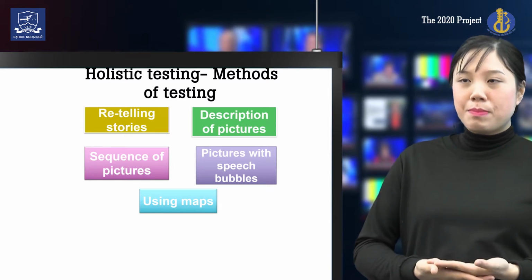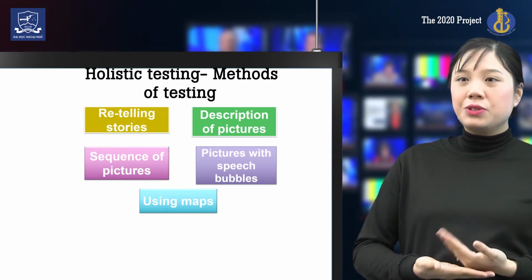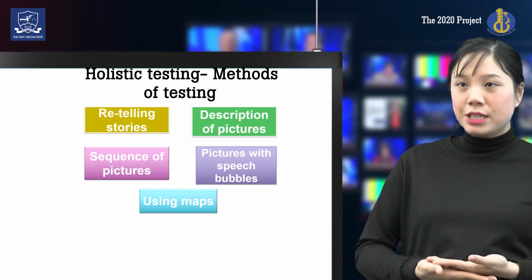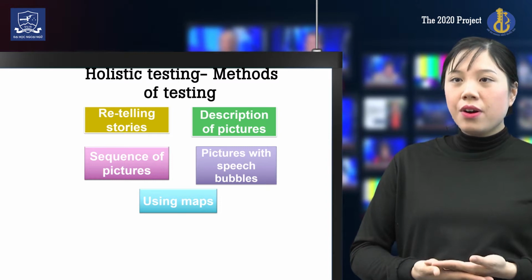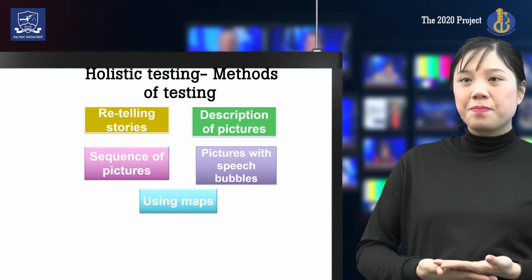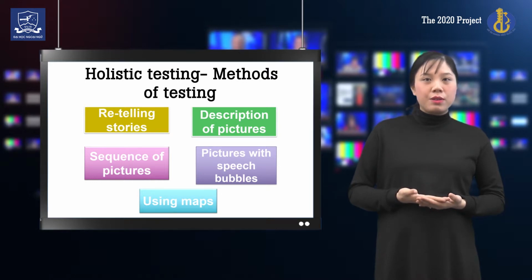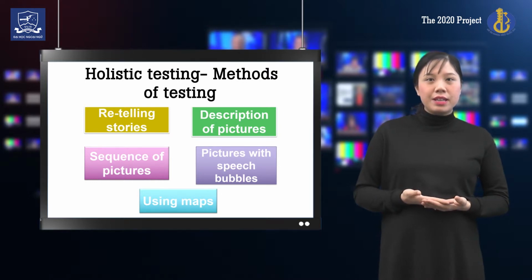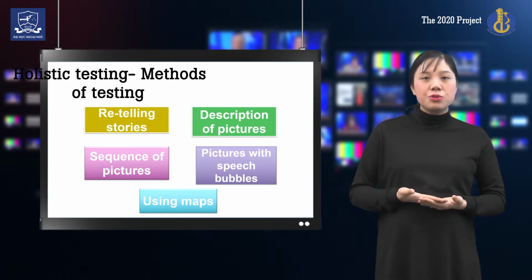Pictures with speech bubbles. In this test, students are required to guess what the people in the pictures are saying. It may be used individually or in pairs. Using maps. Many students' books involve a unit dealing with giving direction. This activity is to be done in pairs, where one gives the directions and the other one follows them.